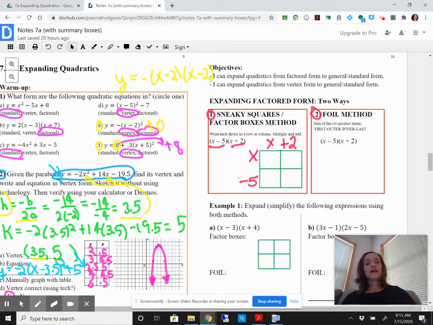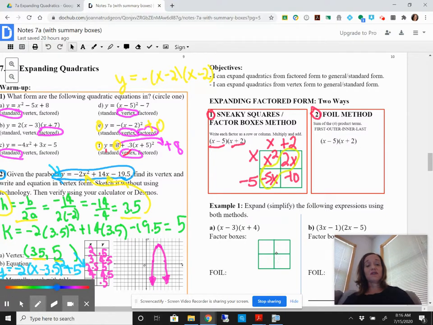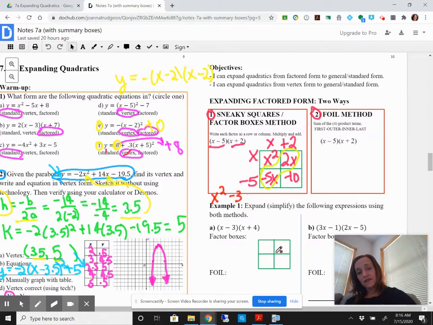Okay, now we multiply all these things. So like the first one, x times x is x squared. 2 times x is 2x. Negative 5 times x is negative 5x. And then negative 5 times 2 is negative 10. I do that, and now I just kind of clean this up. So you can combine like terms, and the like terms are always going to be these guys here when we're doing quadratics. And so negative 5x plus 2x is negative 3x. So now I can write this as x squared minus 3x minus 10. All right.